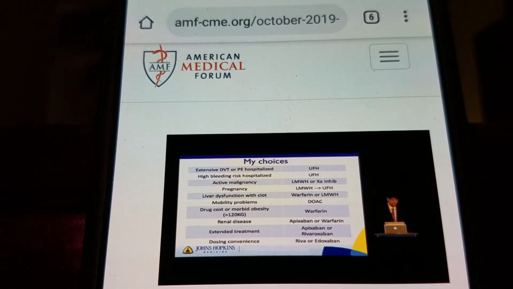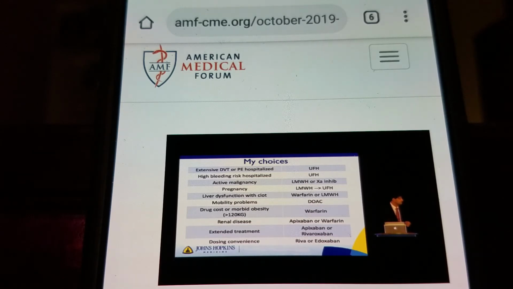Morbid obesity, and the official number is 120 kilograms. None of the trials assess anticoagulation efficacy in patients who are over 120 kilos. So remember that you're using the same dose of DOAC for somebody who's 50 kilograms versus somebody who's 115 kilograms. There's got to be some difference there, right? So once you get over that 120 mark, I'm not comfortable using any DOAC.